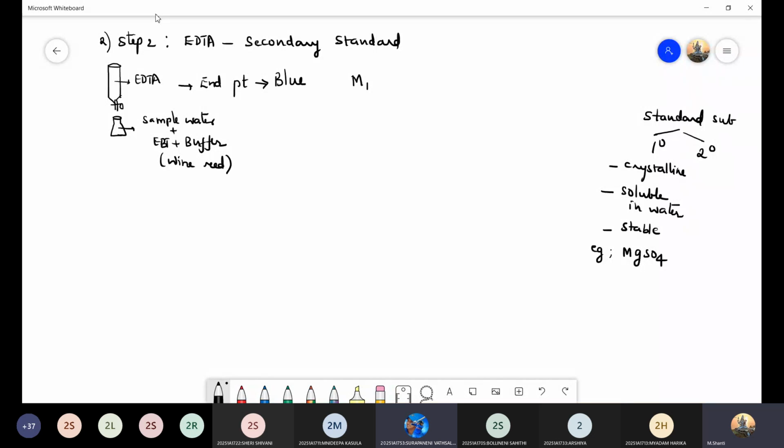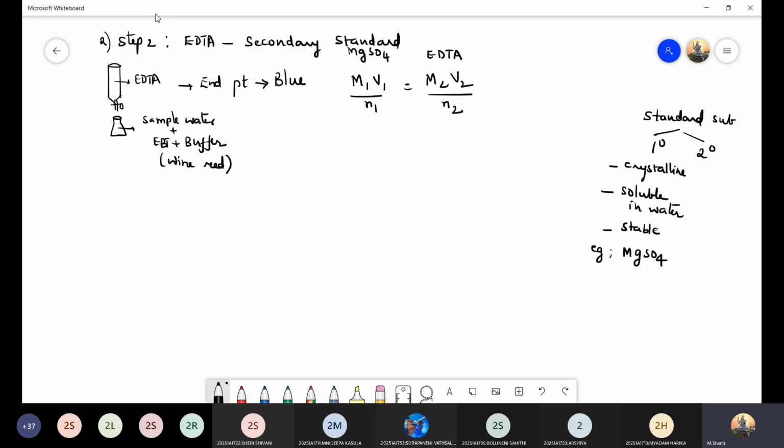Molarity of MgSO4, ma'am. Very good. Molarity of MgSO4 is M1. So you have the formula M1 V1 by N1 equal to M2 V2 by N2. Now all these M1, V1, N1 are for MgSO4, and M2, V2, N2 are for EDTA. Okay.